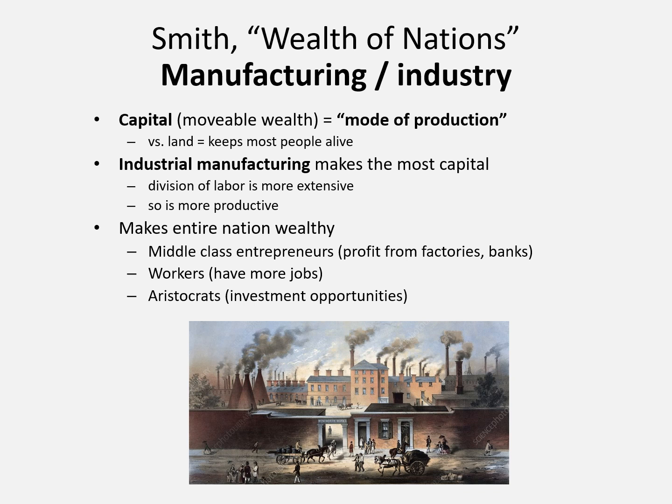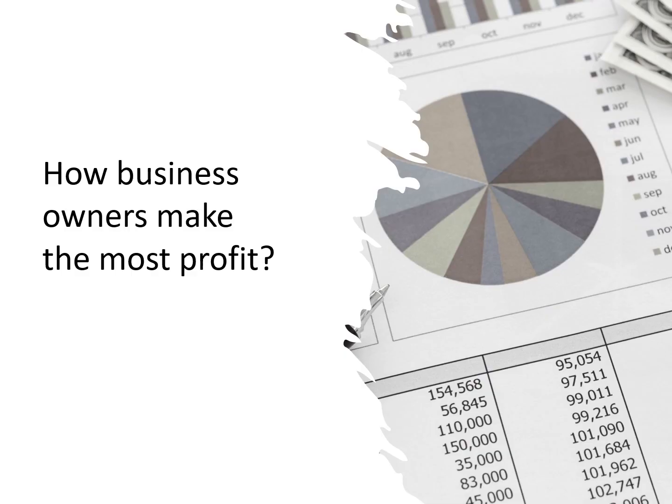He thought that by focusing on industrial manufacturing, middle-class entrepreneurs or business owners could make a profit, workers would have more jobs, and aristocrats could have more investment opportunities. So the focus of Smith was on manufacturing, not on agriculture. And he believed that what kept most people alive was capital, movable wealth, which is why his theory is the basis of the economic theory of capitalism.